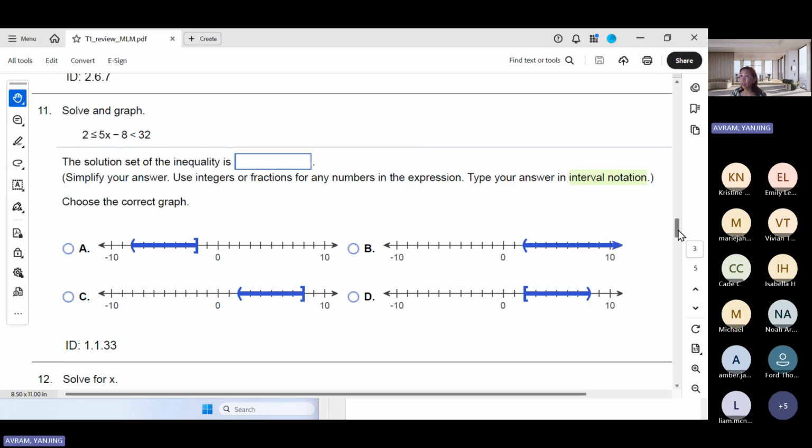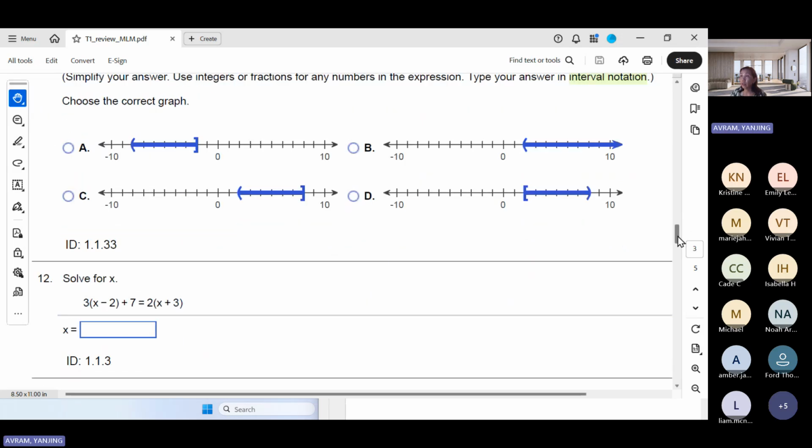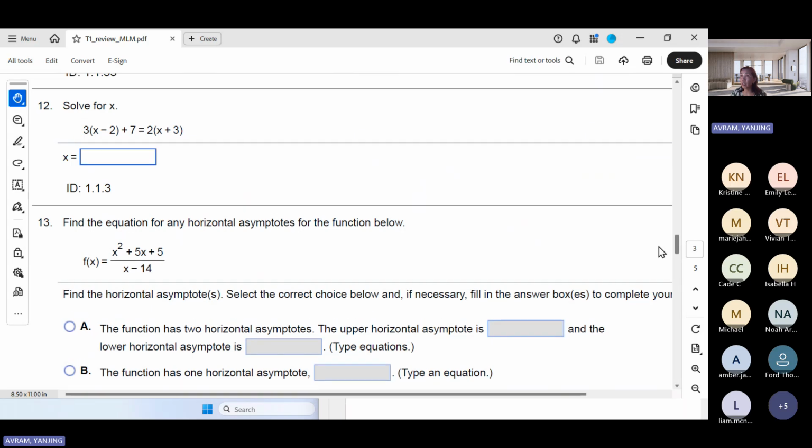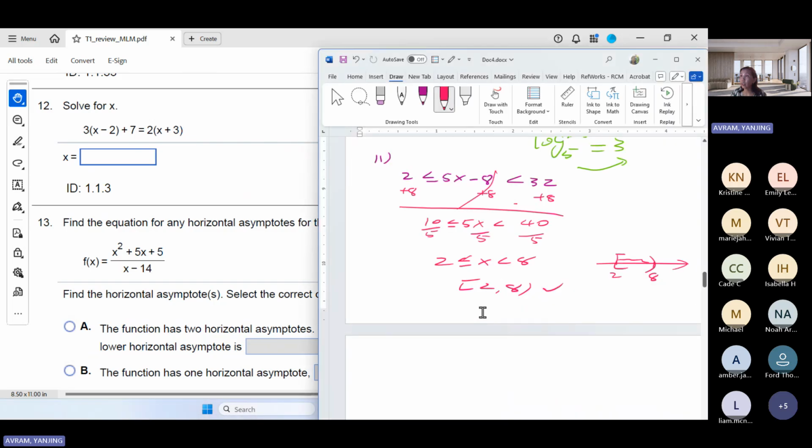Any questions? Once you figure out the interval notation, it should be easy. And then this one is just a regular equation, solve for x. So that should be really easy. Get rid of your parentheses and then solve for x.